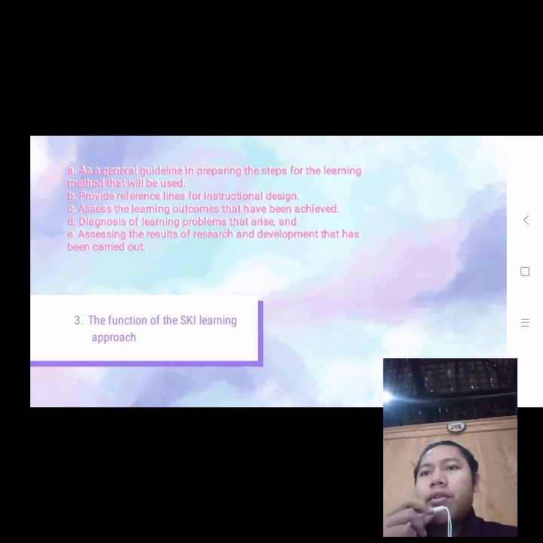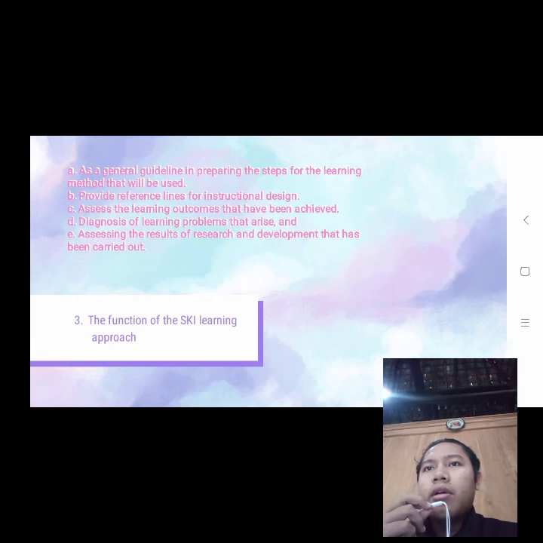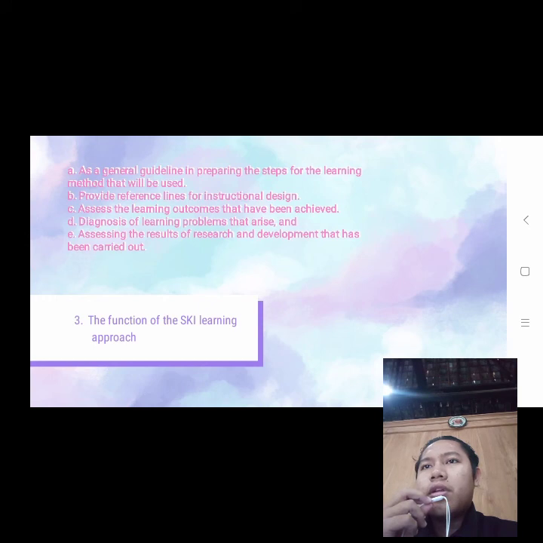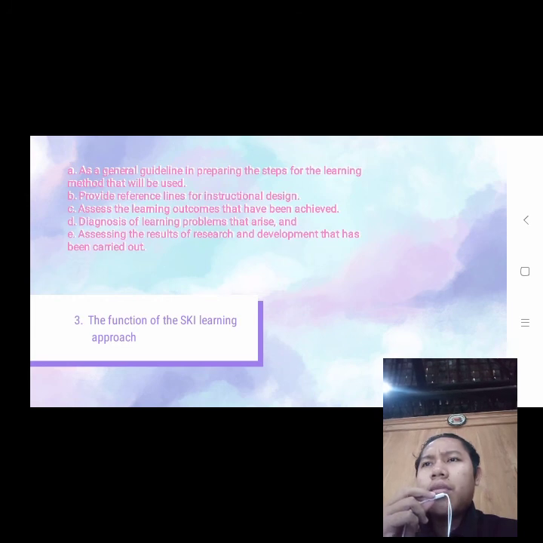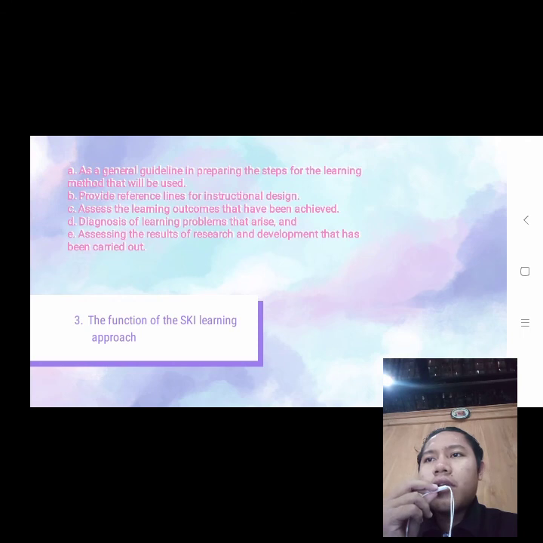Number 3, the function of SKI learning approach. Point 1 is a guideline in preparing the steps for the learning method that will be used. Point 2, provide reference lines for instructional design. Point 3, assess the learning outcomes that have been achieved. Point 4, diagnosis of learning problems that arise. And point 5, assessing the results of research and development that has been carried out.